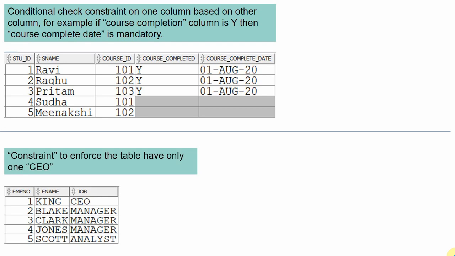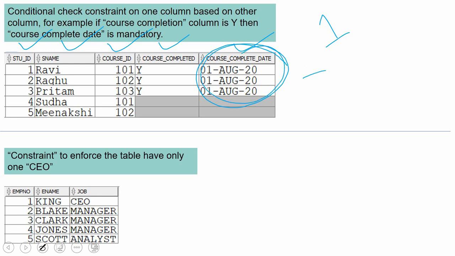So the first question is, we have a table called student table which contains information like student ID, student name, course ID, course completed flag and course completion date. The expectation is the course completion date should be allowed only if the flag is Y. If the flag is either N or null, then the course completion date should not be populated, it should be null. So this is the expectation for the first question.